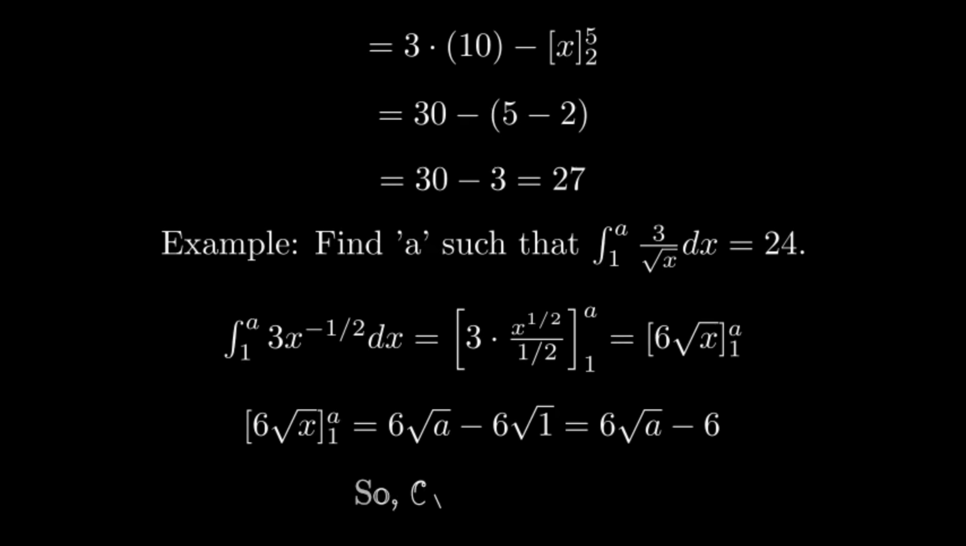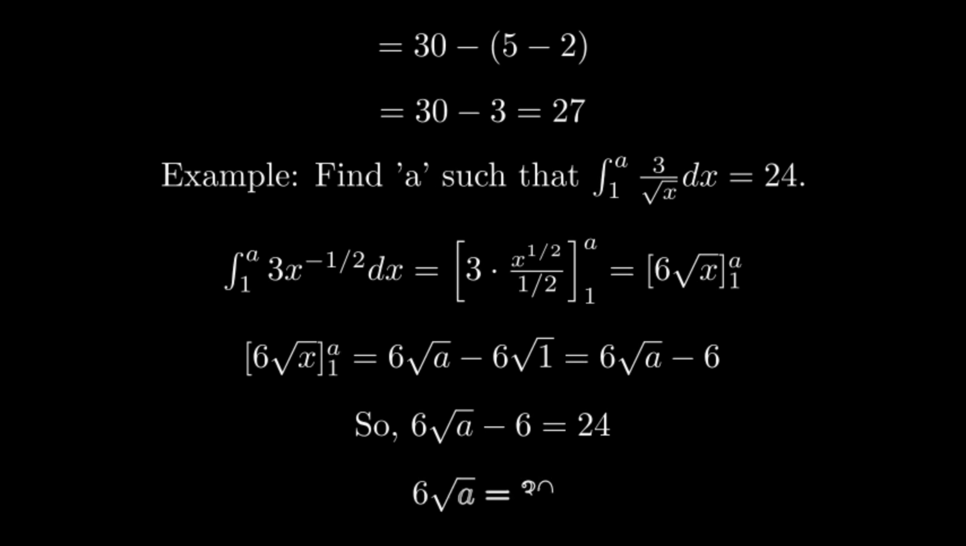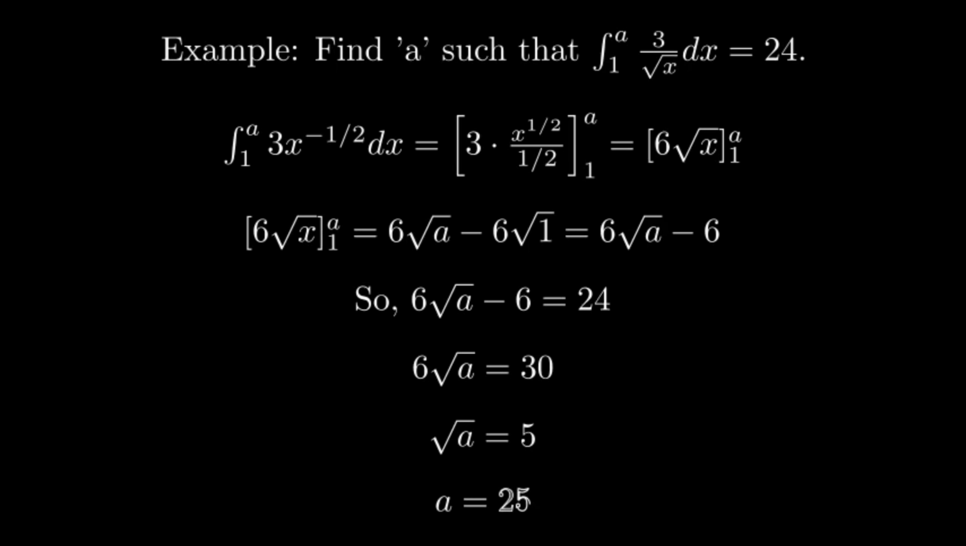Now we apply the limits. This gives us 6 times the square root of a minus 6 times the square root of 1. We set this expression equal to 24. Now we just solve the equation for a. Adding 6 to both sides gives 6 root a equals 30. Dividing by 6 gives root a equals 5. Squaring both sides, we find that a must be 25.